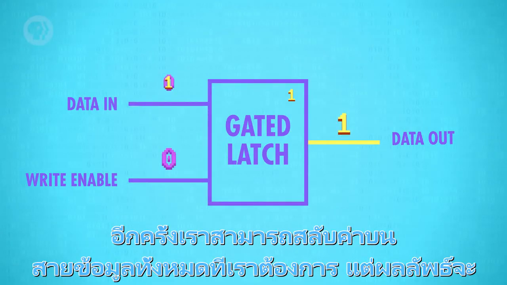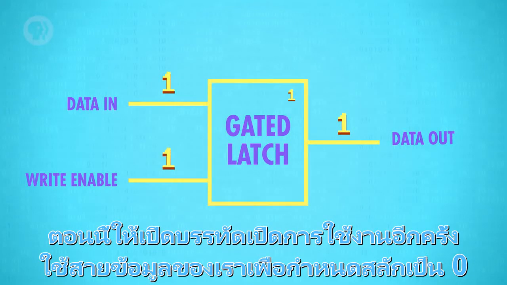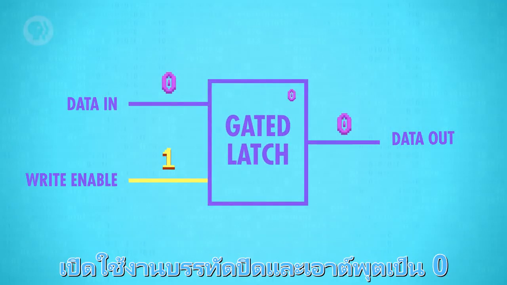Once again, we can toggle the value on the data line all we want, but the output will stay the same. The value is saved in memory. Now let's turn the enable line on again and use our data line to set the latch to 0. Done. Enable line off, the output is 0, and it works.